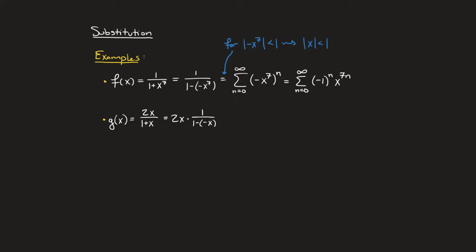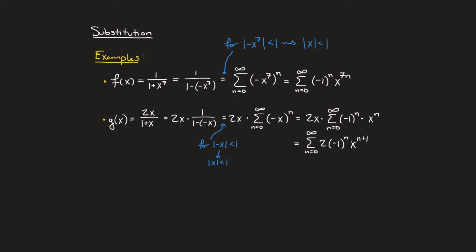Now we can rewrite the 1 over 1 minus negative x as a power series to get 2x times the sum from n equals 0 to infinity of minus x to the n. And this power series representation is valid when the absolute value of minus x is less than 1, which is the same as the absolute value of x is less than 1. Next, we can pull apart the minus 1 to the n and the x to the n, and then multiply the 2x inside the series to get the sum of 2 times minus 1 to the n times x to the n plus 1. As a final example, consider the function 1 over 4 minus x.